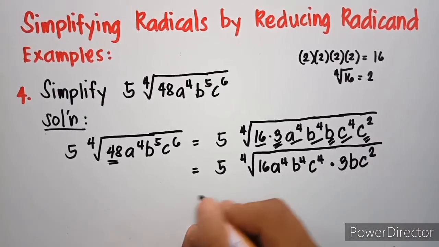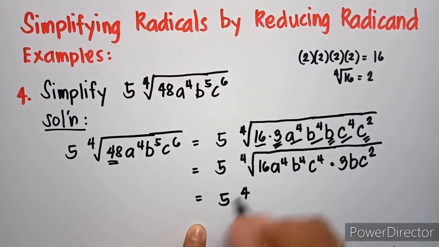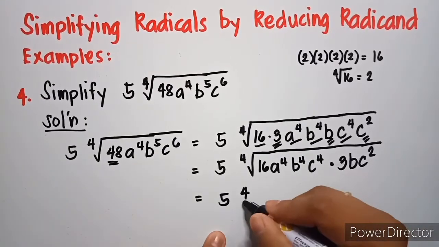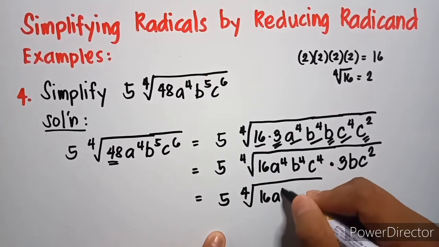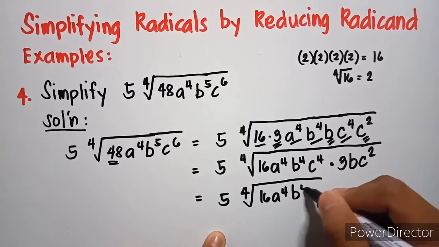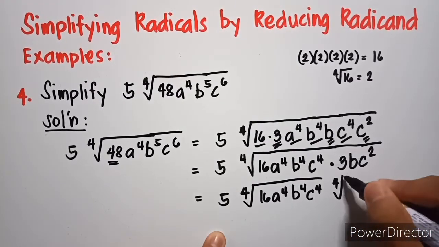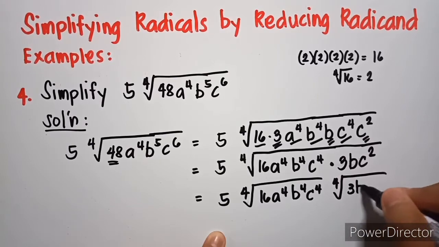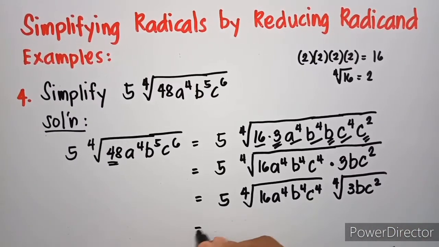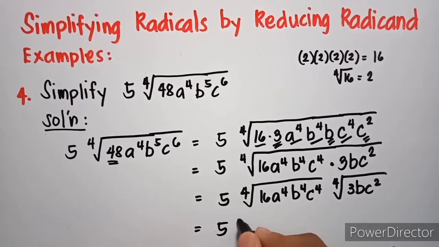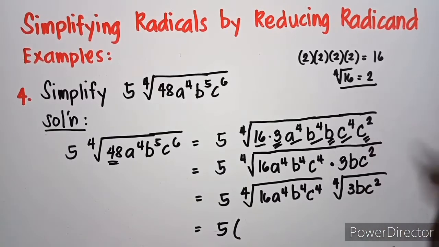Then simplify. That is 5 fourth root of 16, a to the 4th, b to the 4th, c to the 4th, times the fourth root of 3bc squared. That is equal to 5. Get the fourth root. The fourth root of 16 is 2.